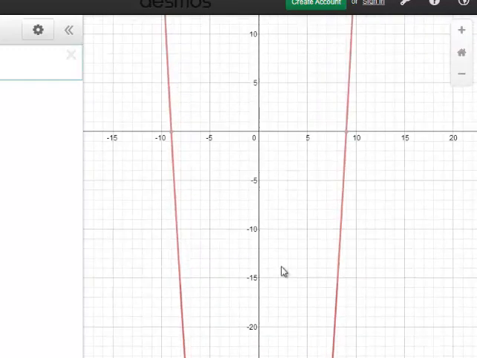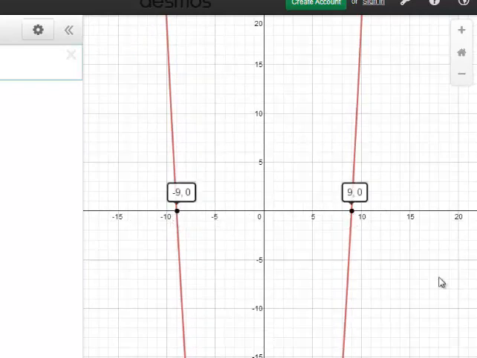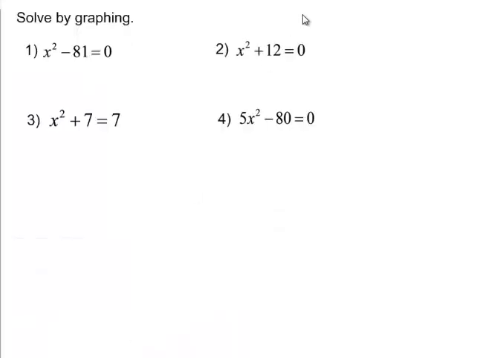If I want to find the solutions, remember that's where I cross the x-axis. For Desmos, all we have to do is click on them, and they pop up right there. There are my two solutions, 9 and negative 9. So when I come back to my notes, my solutions with the graph would be 9 and negative 9.